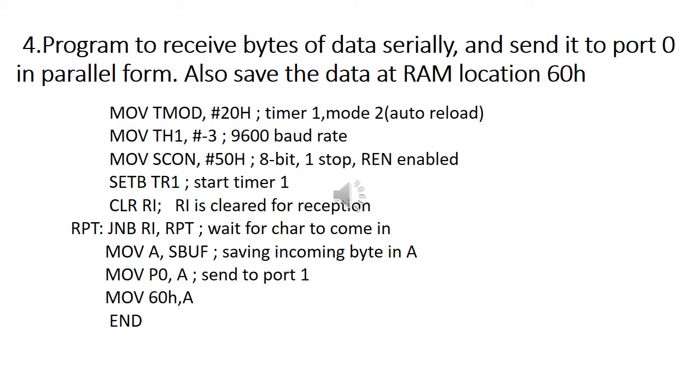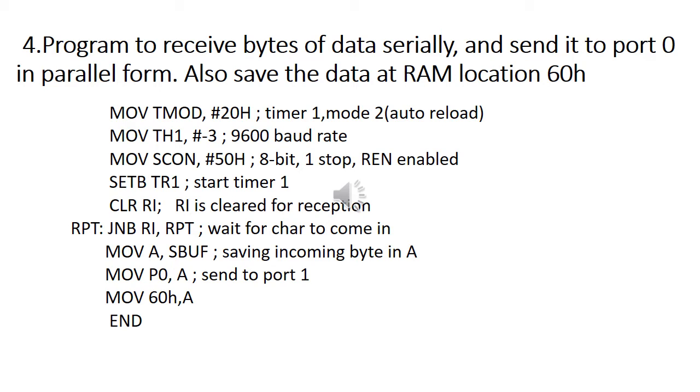When it becomes 1, it means you have received the data byte completely, so the receive interrupt flag will be raised to 1. Once it is raised to 1, you need to exit from this loop. And the data you have received is now available in the SBUF register. That data byte you should copy to register A, because in this program you need to send the data to port 0 in parallel form.